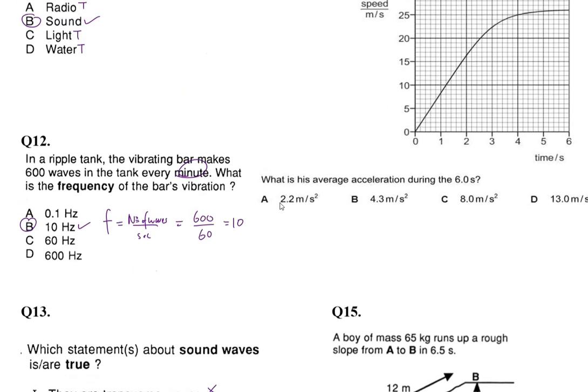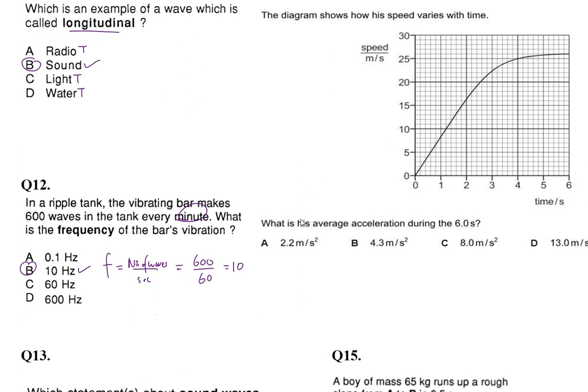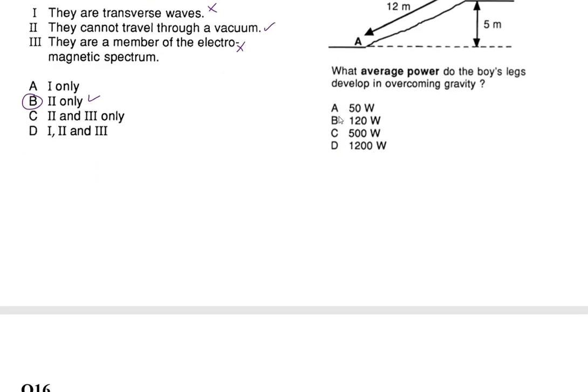Okay. Right, now the average. So average acceleration is equal to, we need to read this one here. So this value here, which is 26. So this is 26. 26 take away 0 over 6, and this will give me this much. Okay, if you got this wrong, work it out.